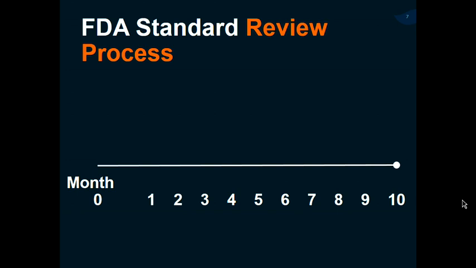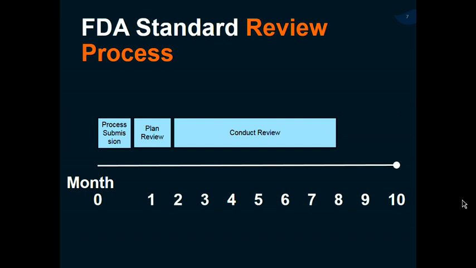So, see the current FDA standard review process. Once data is submitted, there are mainly 4 stages in the FDA review process. First, FDA processes submissions for the first 14 days, and up to 2 months FDA plans the review, about 6 months FDA conducts the review, and FDA finally takes official actions.